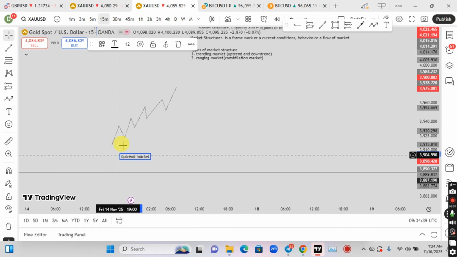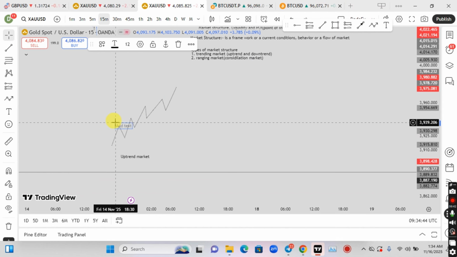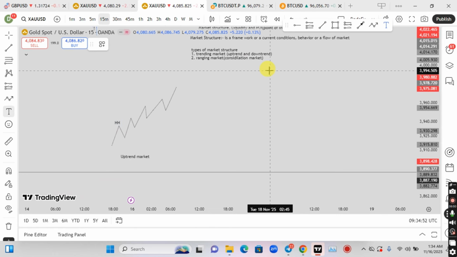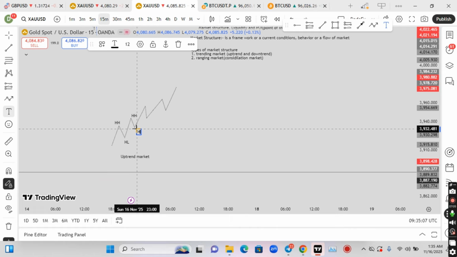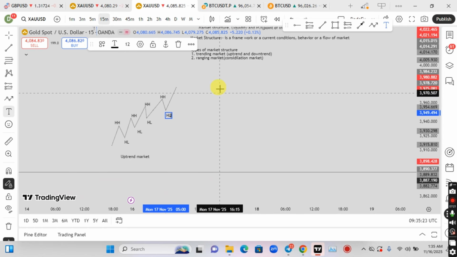Uptrend market, right? The price has been creating a series of higher highs, higher lows, higher high, higher low, higher high, higher low, higher high, higher low.